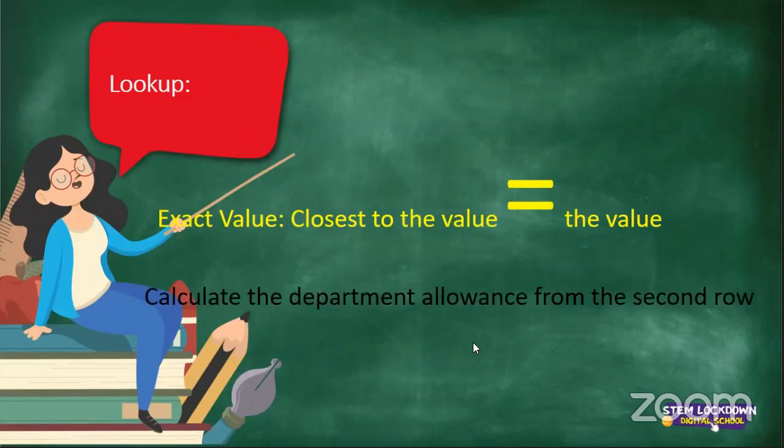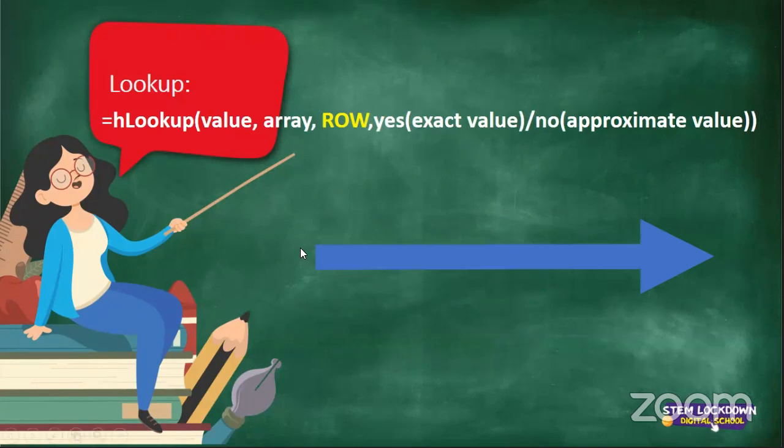All right, so what we're doing, we're in the hLookup. So hLookup, exactly the same. The only thing is its starting point is going to go across instead of down. So here we've got again the value, the array, which row we wanted. So it's going to go across the columns and then go down the rows. Again, we want an exact value or we want the closest value to that one.